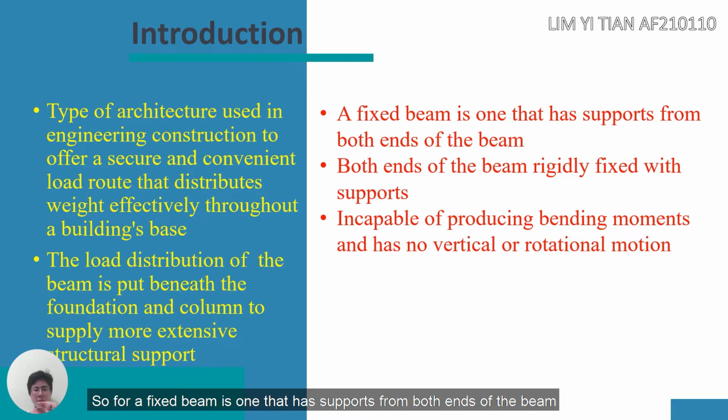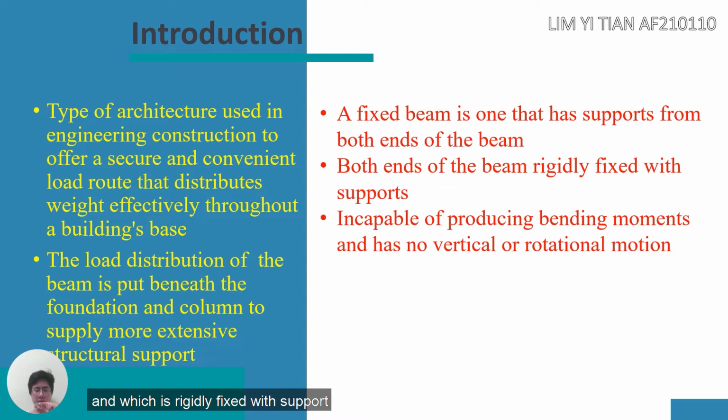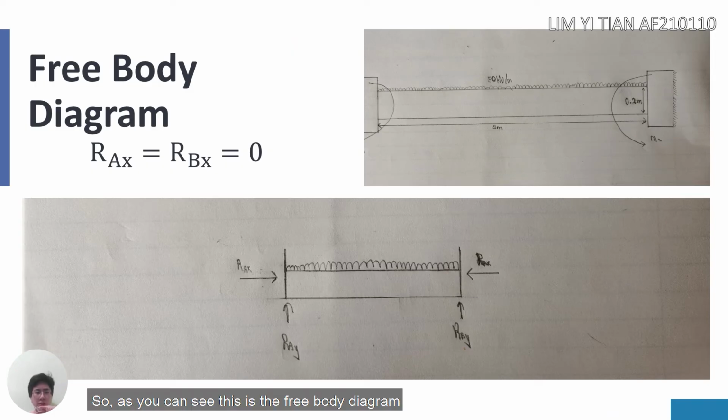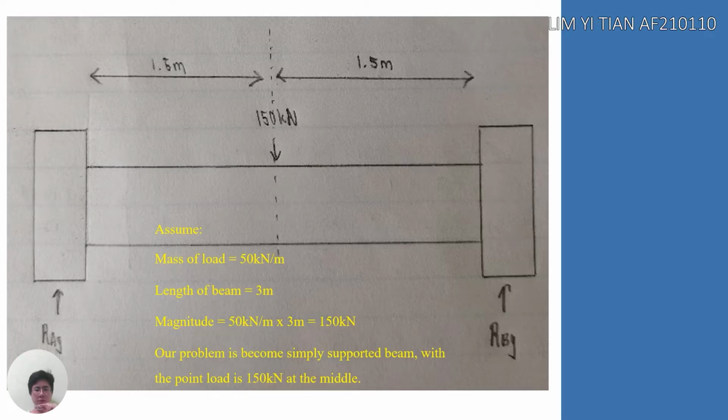So a fixed beam is one that has support from both ends of the beam and is rigidly fixed with support, incapable of producing bending moment and has no vertical or rotational motion. So this is the free body diagram shown. So we can see the reaction Ax equal to reaction Bx and is equal to 0.